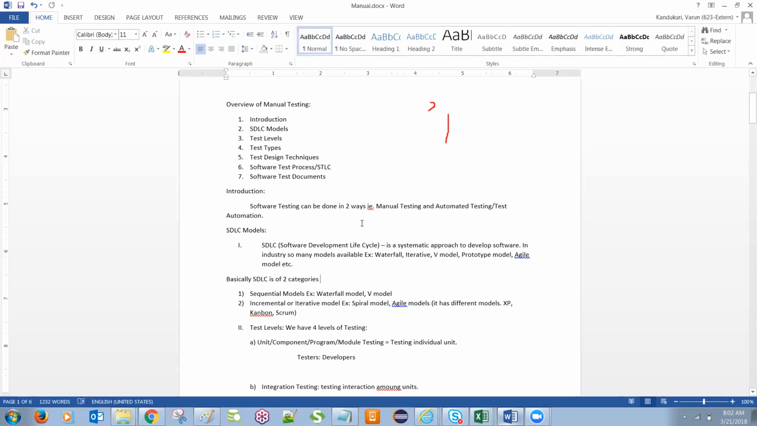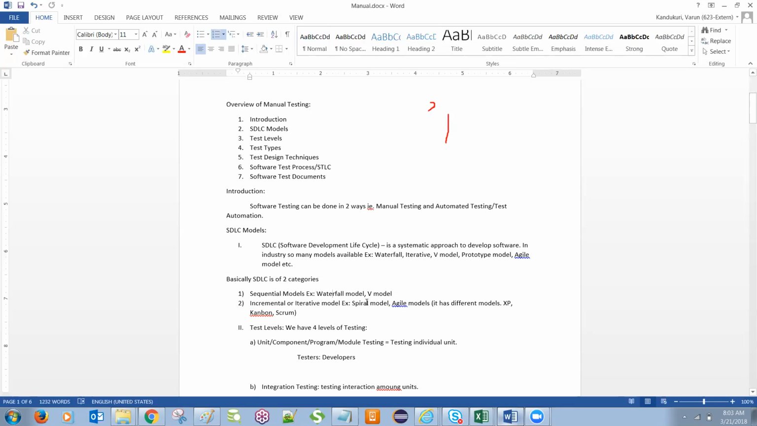SDLC is divided into two categories: one is the sequential model and one is the incremental or iterative model. Some people call it incremental, some people call it iterative model. The iterative model itself is divided into many examples, that is spiral model and agile model, and the sequential model is categorized into submodels, that is waterfall model and V model. There are many other models, but we need to give two examples. So it is good to know the waterfall model.